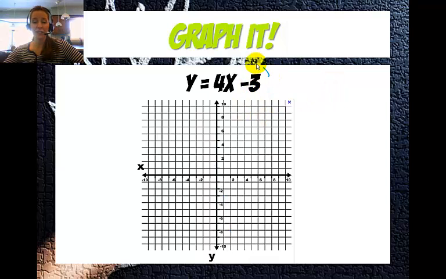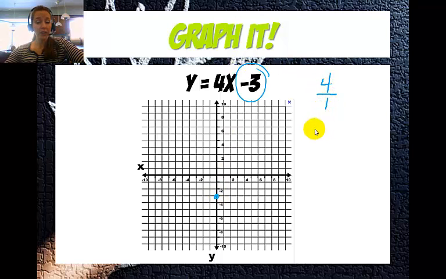This one, we have a different starting point, negative 3, right down here. And then 4, or 4 over 1, is our slope. So from that blue point, we go up 4, 1, 2, 3, 4 over 1. Okay. Some students get confused and they think they're supposed to start from that origin, but make sure you start from the correct starting point or the pirate will be mad.